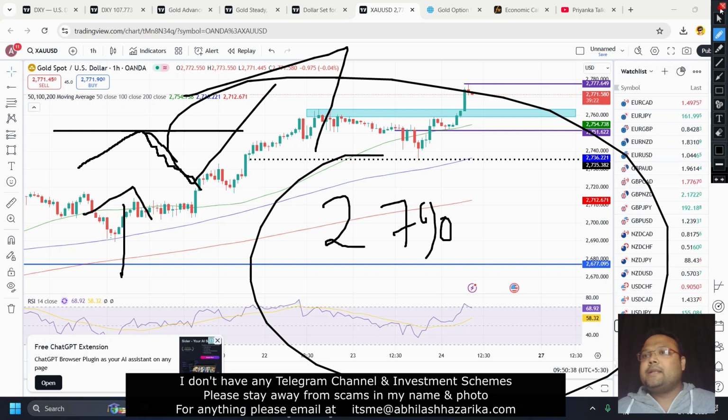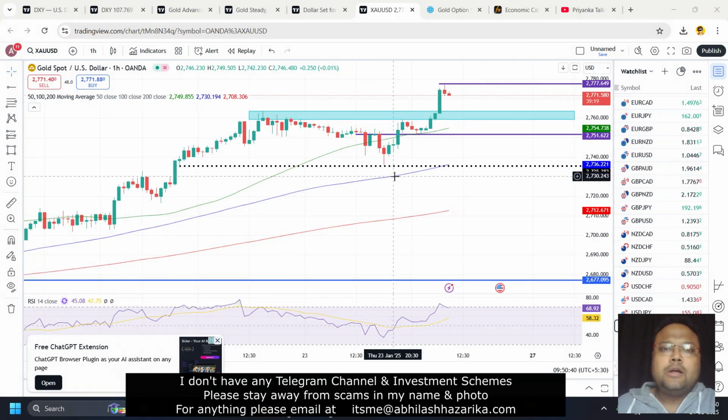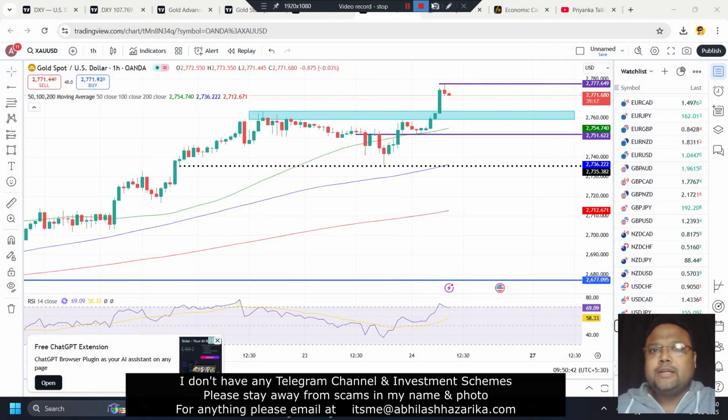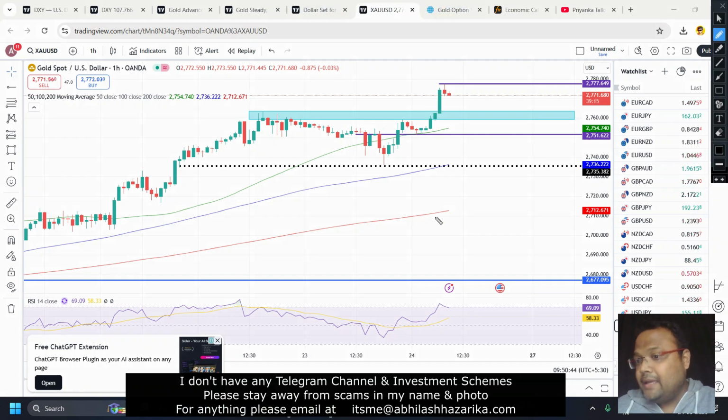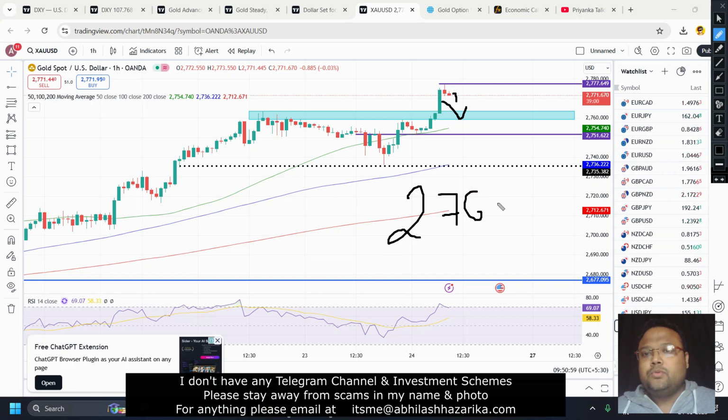So in this market condition, as I said, buying at support or dip will be the best trading strategy here. If you have any ongoing buy, you can continue with your buy position. And if you're looking for a fresh position in the market, it will be better for you to buy at support or retracement only. So during the day, if the market comes down for a retracement, the first level will be 2760.